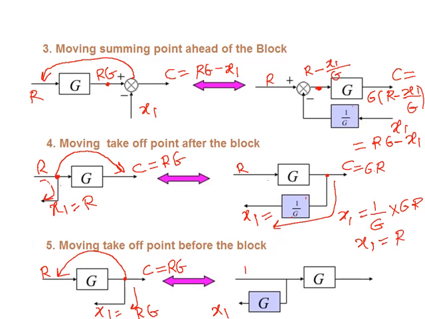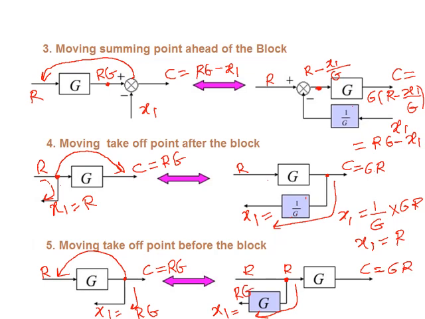So now we will see, this is input and this is output. Again output is equal to gain times input, so this will be GR. Now what about this point? What will be the output at this takeoff point? This is nothing but R. So what will be x1 here? x1 is equal to gain times input, so x1 will be RG.